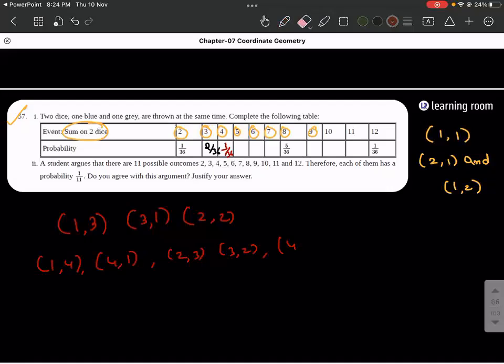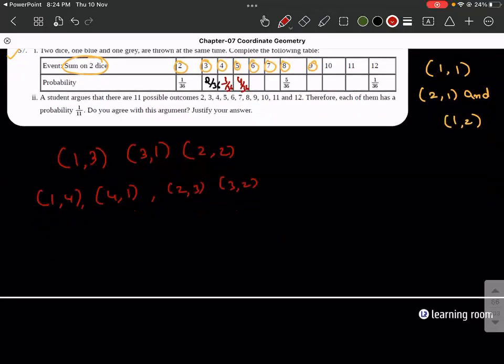(4, 1) is over, no? That's all. So it will be 4 out of 36. So for you to get the sum as 6: (1, 5), (5, 1), (2, 4), (4, 2), (3, 3). It is going to be 5 by 36. So like this you can keep writing.